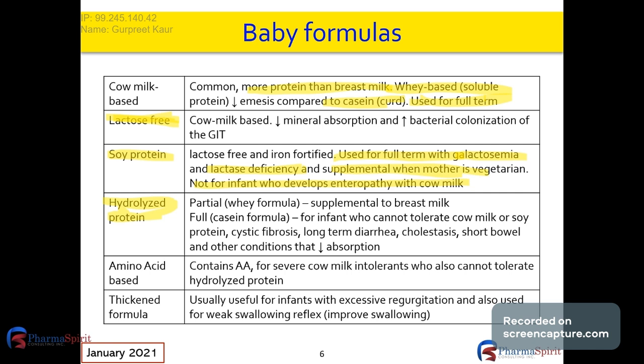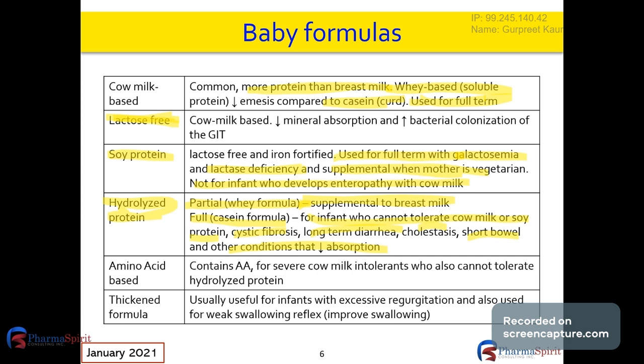So there are two different types. There is the whey formula, which is partially hydrolyzed, and this is used as a supplement to breast milk. And there is the full casein formula. This is for infants who cannot tolerate the cow milk or the soy protein. It's also for kids who have cystic fibrosis, long-term diarrhea, cholestasis, short bowel, and other conditions that can reduce absorption.